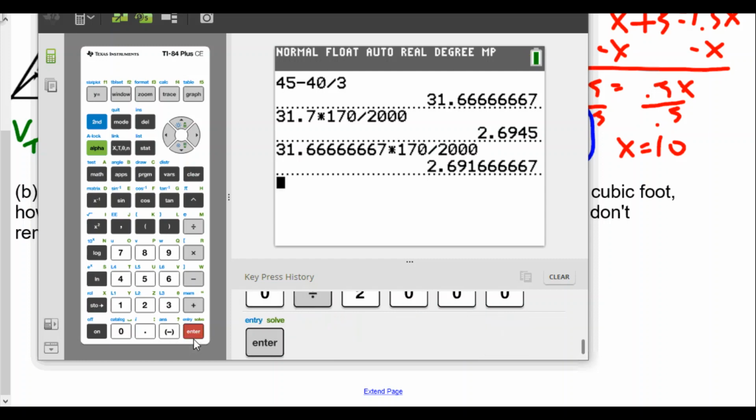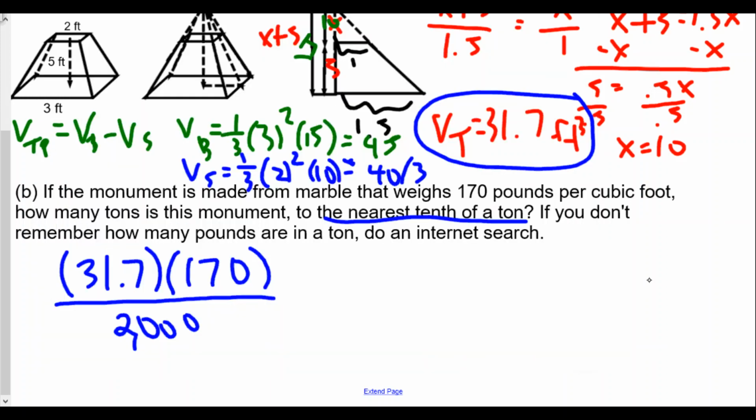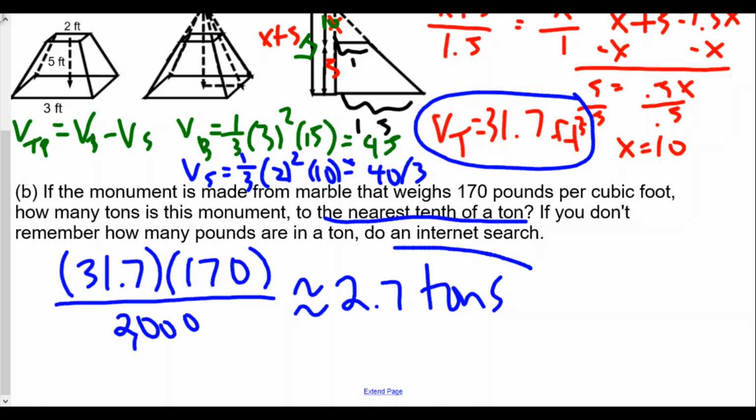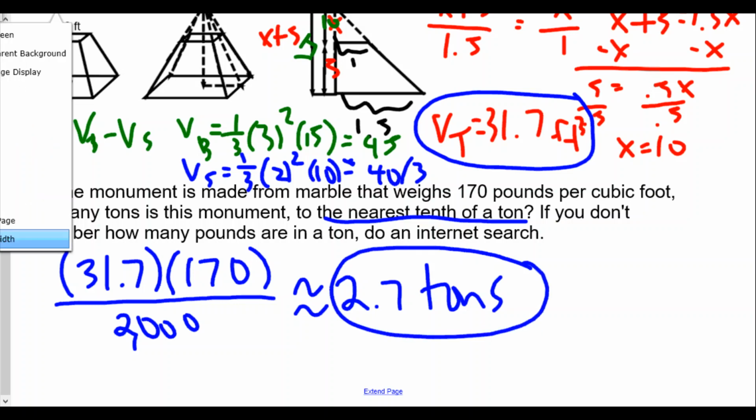And so we find this to be 2.169166666 repeating, but to the nearest tenth, it becomes about 2.7 tons. So it approximates to 2.7 tons. So this will be the weight we have here. All right, so it's full page, so we can take a look at everything.